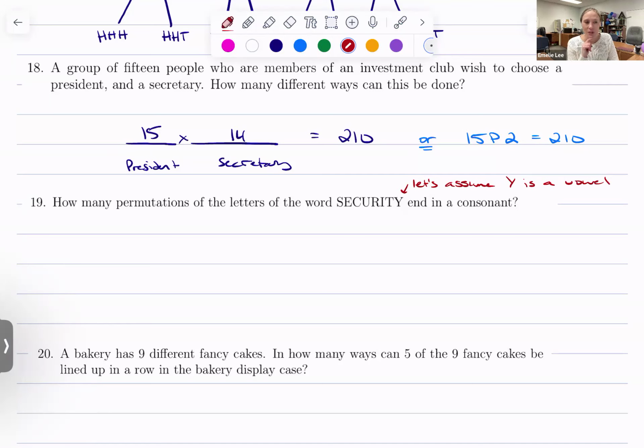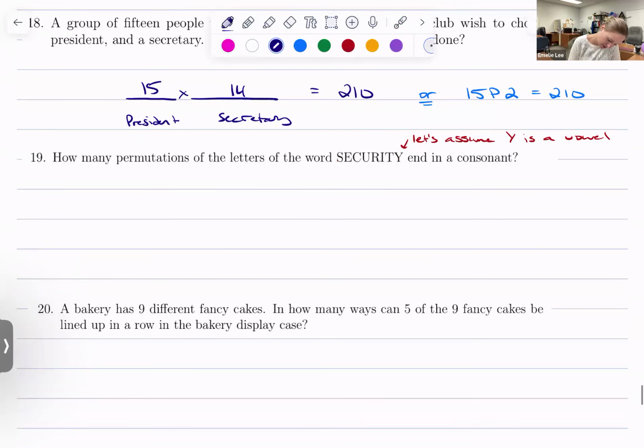Now, what I want to do is I want to have the same number of letters, and I want to know how many ways can I scramble them where I force them to end in a consonant, which means that first I need to count how many letters I have. 1, 2, 3, 4, 5, 6, 7, 8 letters. And I want to force this last one to end in a consonant.